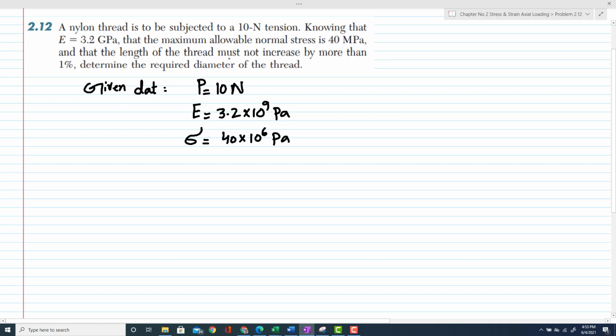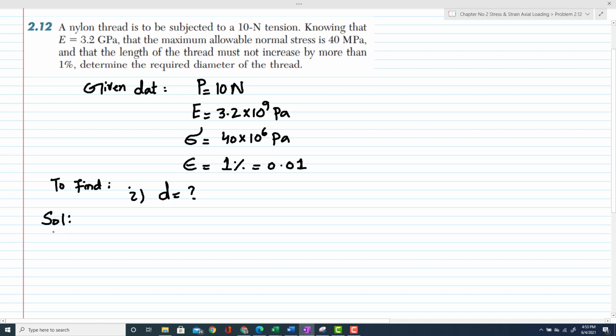And the length of the thread must not increase by more than 1%. So the strain given here is 1%, that is equal to 0.01. So determine the required diameter of the thread. So to find, we have to determine the diameter of the thread. Clear? So let's start with its solution.